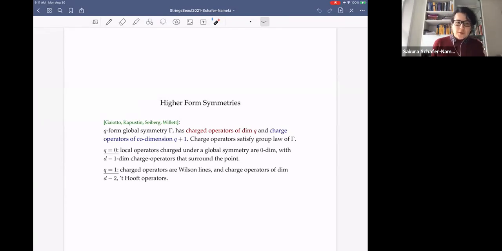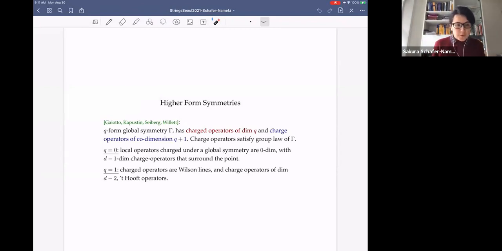And then these charged objects transform under this group by computing a certain linking of these two types of operators. So if you reduce this to q equals zero, that's just basically local operators, point-like, and they're charged under codimension D minus one operators. We can surround the point with a sphere of codimension one and compute the charge.